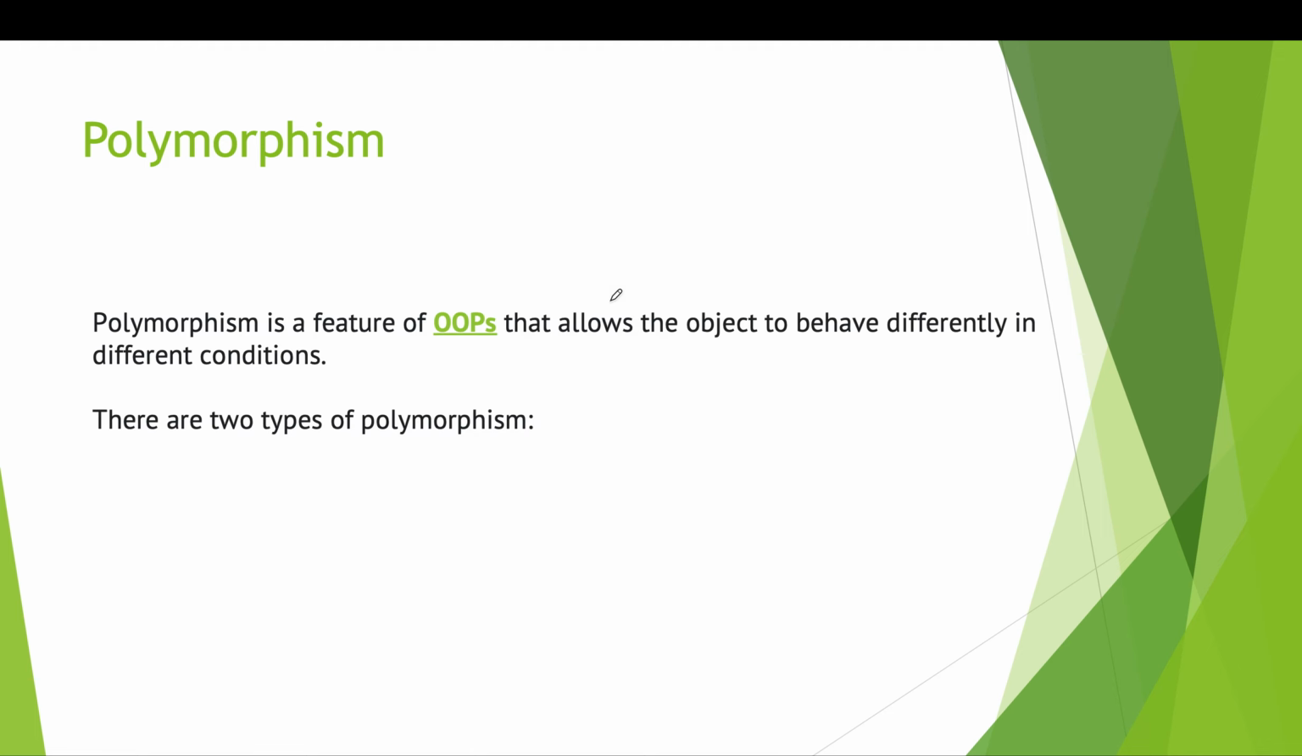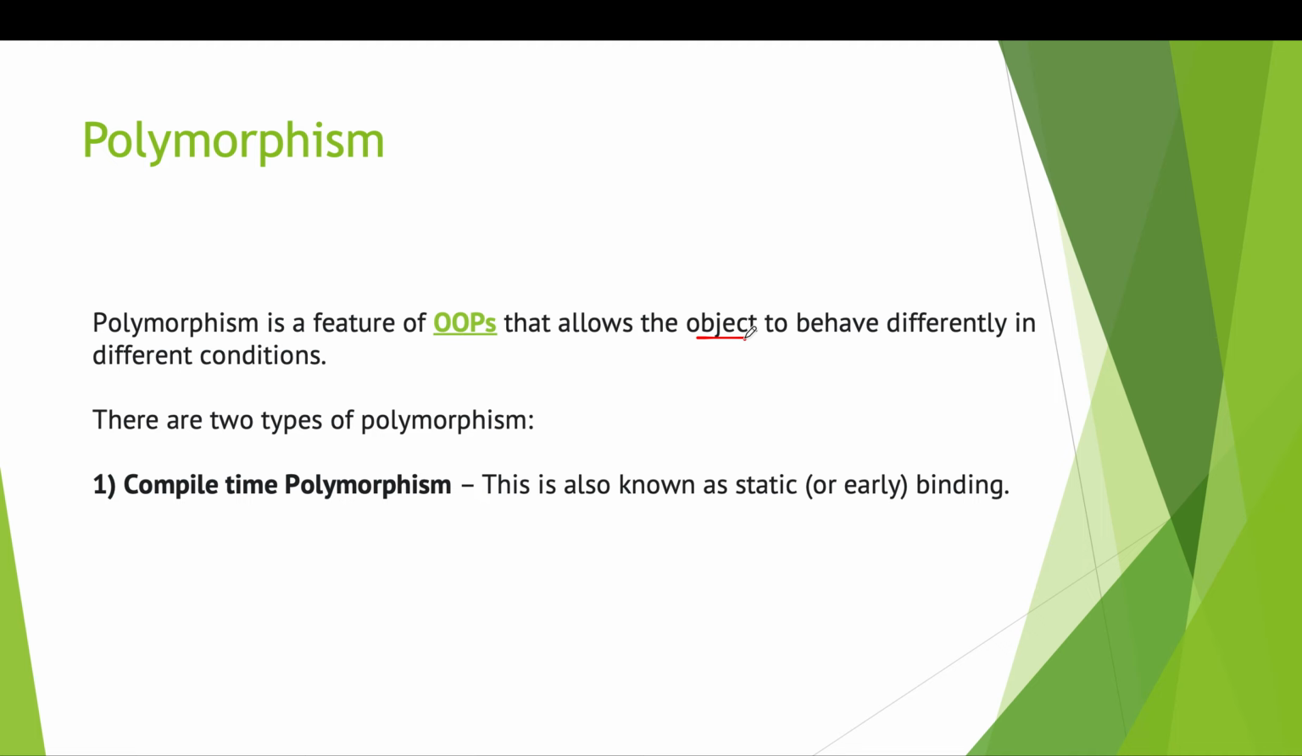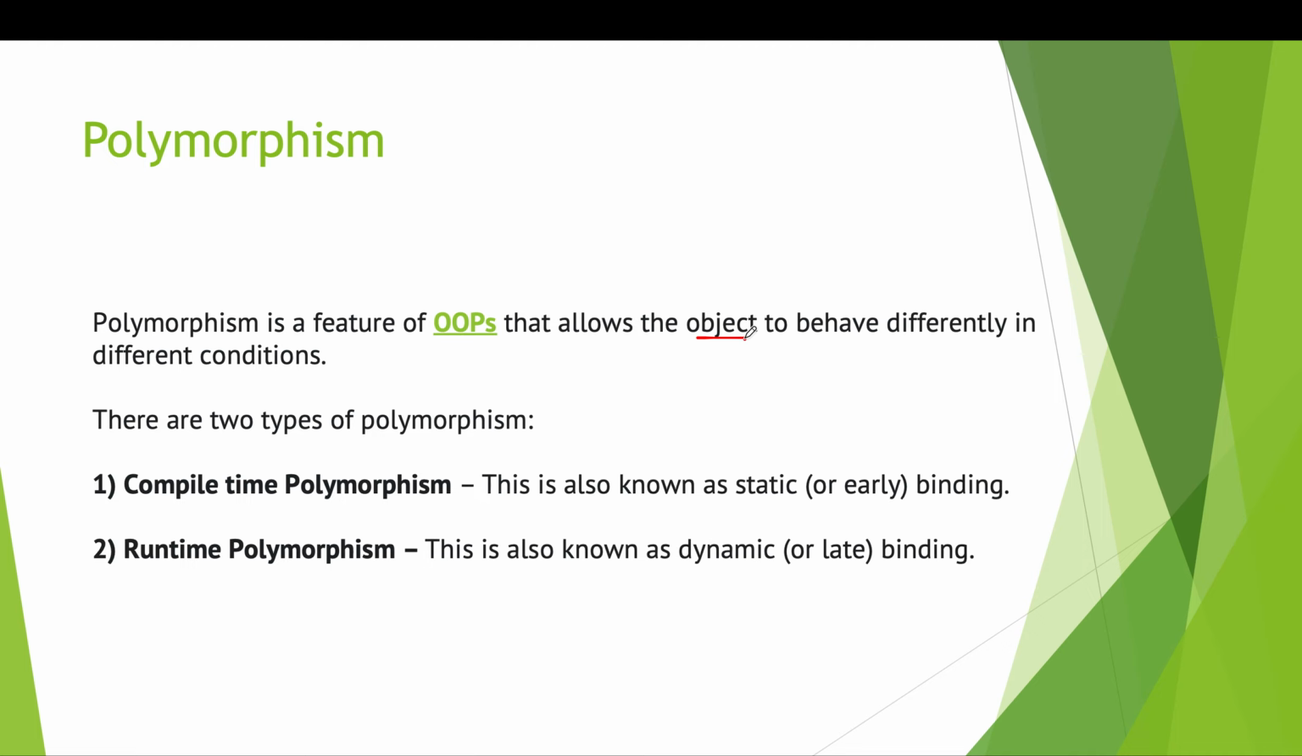Now we'll talk in terms of object oriented programming. Polymorphism is one of the features of object oriented programming that allows objects to behave differently in different conditions. Whenever we are talking about object oriented, everything that we need to perform needs an object. We are using that object, and depending upon the condition in which we are using it, the behavior of the object may change. Broadly, there are two types of polymorphism: compile time polymorphism and runtime polymorphism.